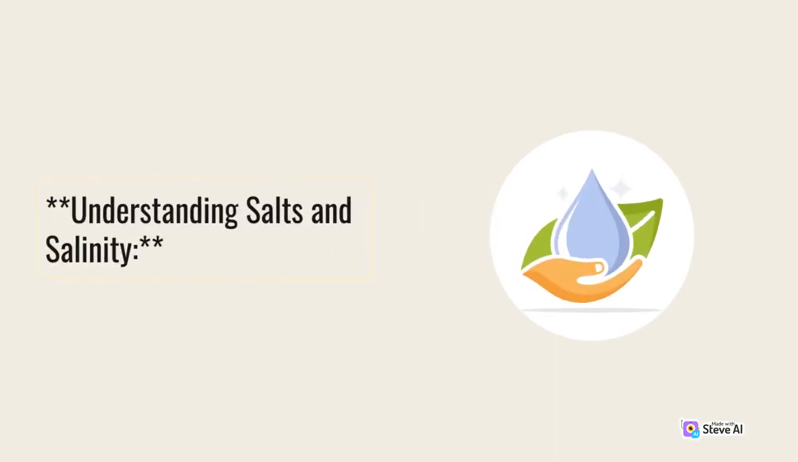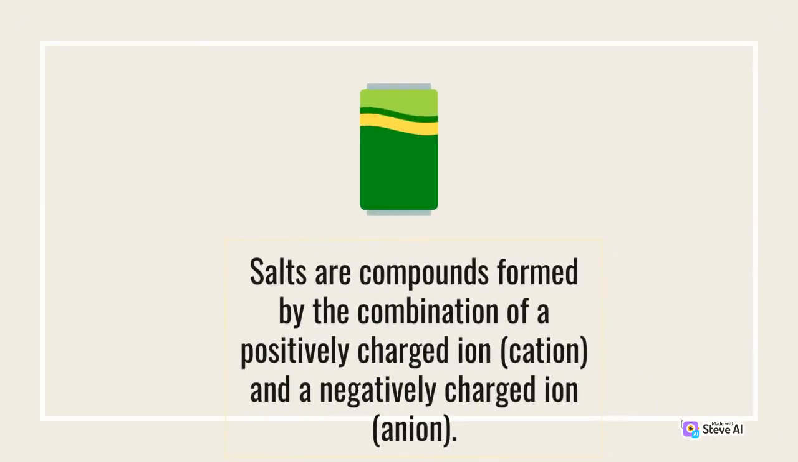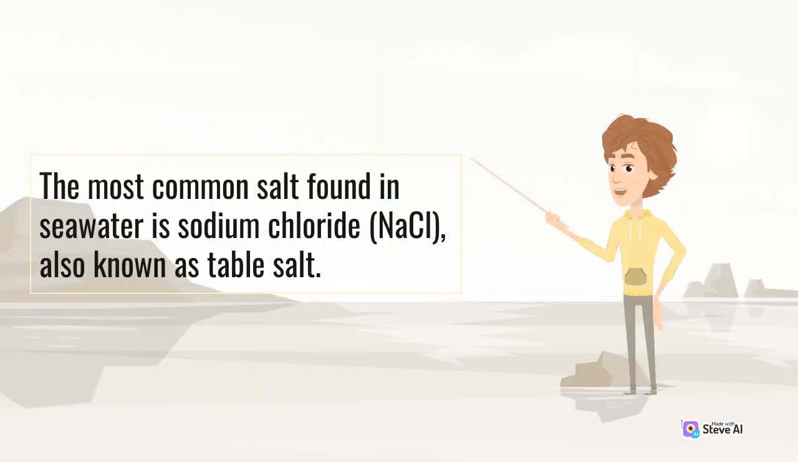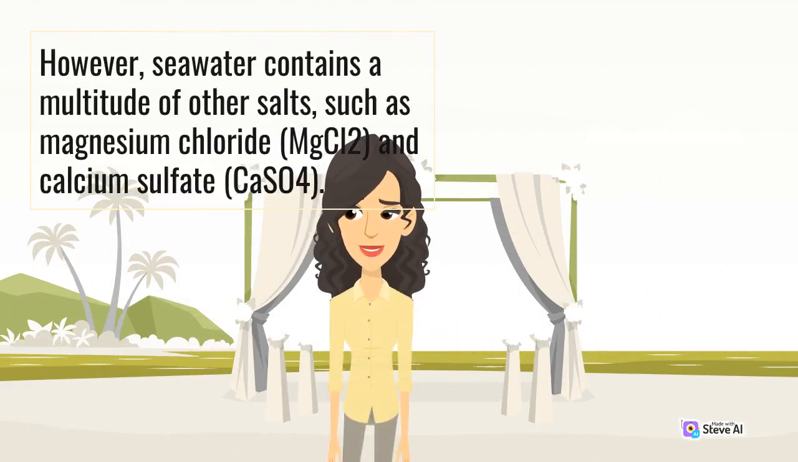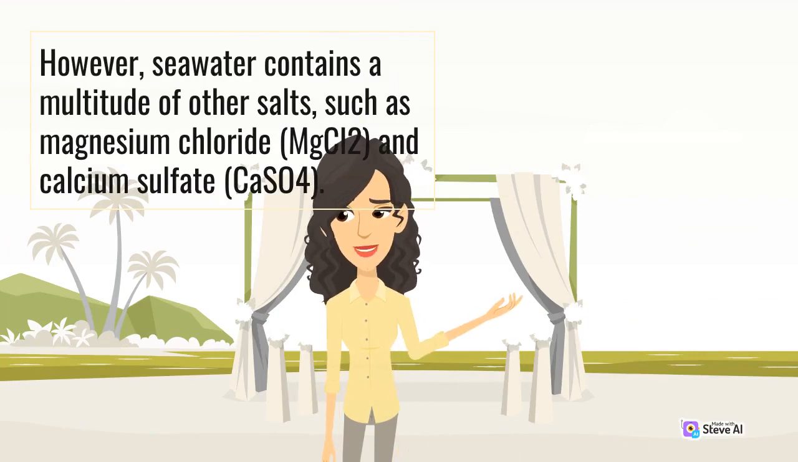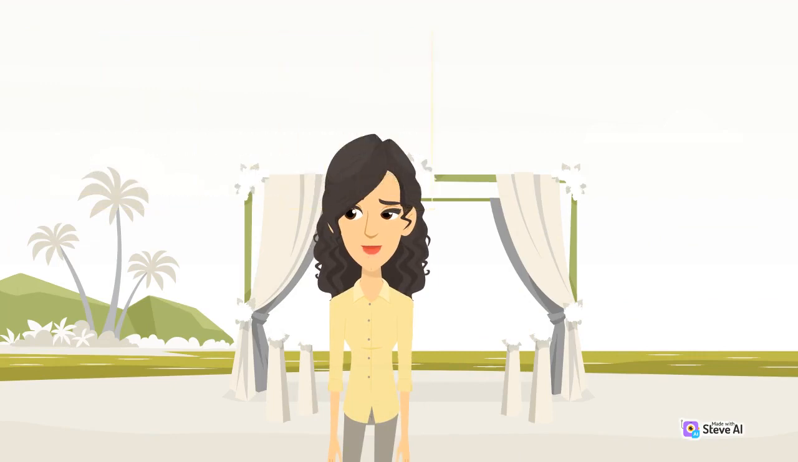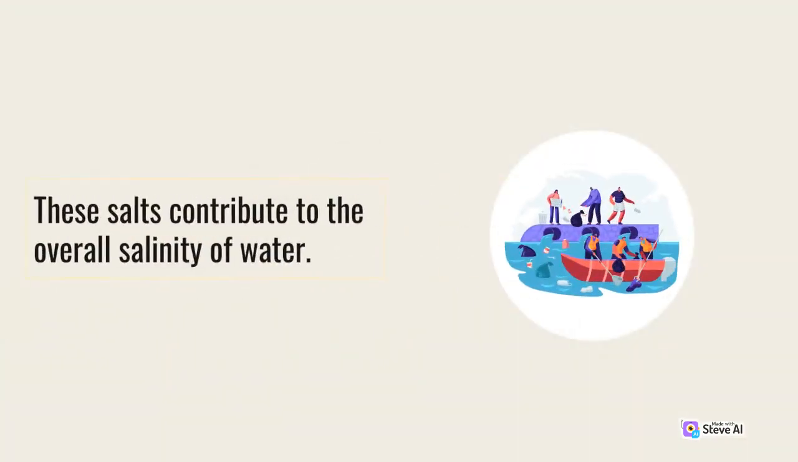Understanding salts and salinity. Salts are compounds formed by the combination of a positively charged ion, cation, and a negatively charged ion, anion. The most common salt found in seawater is sodium chloride, NaCl, also known as table salt. However, seawater contains a multitude of other salts, such as magnesium chloride, MgCl2, and calcium sulfate, CaSO4. These salts contribute to the overall salinity of water.